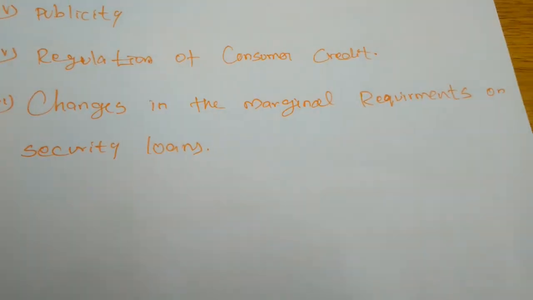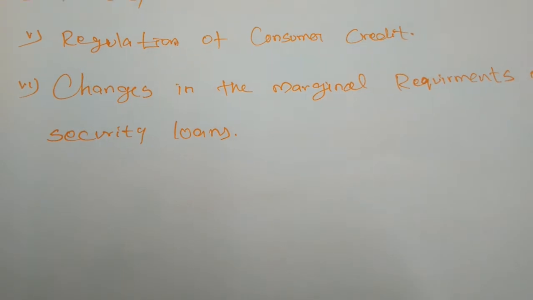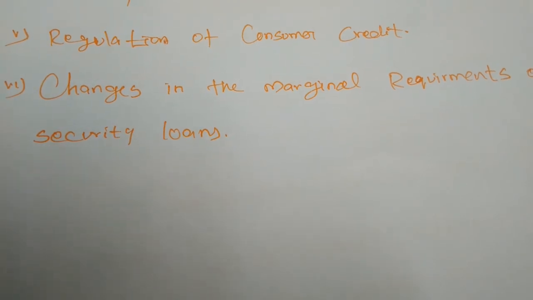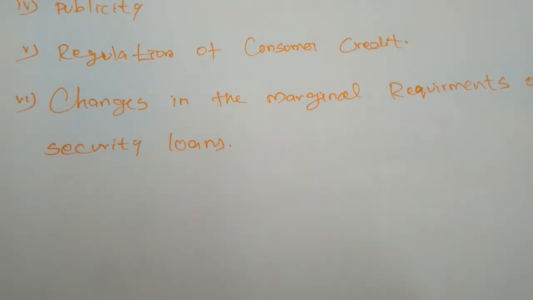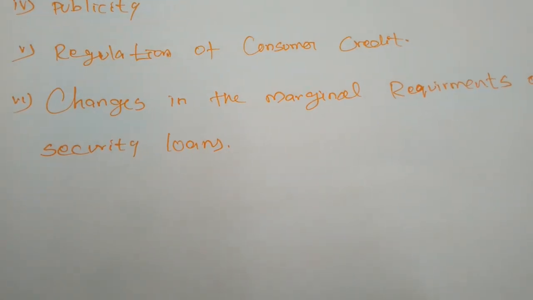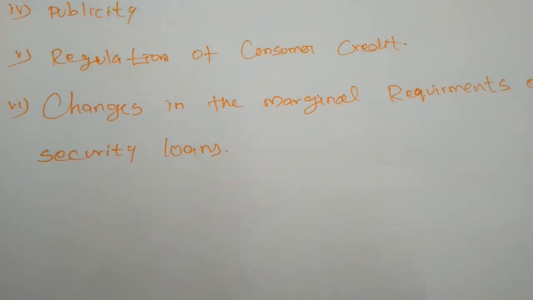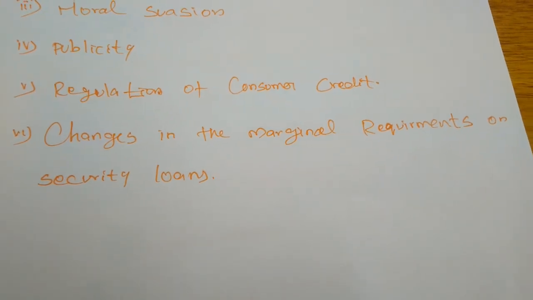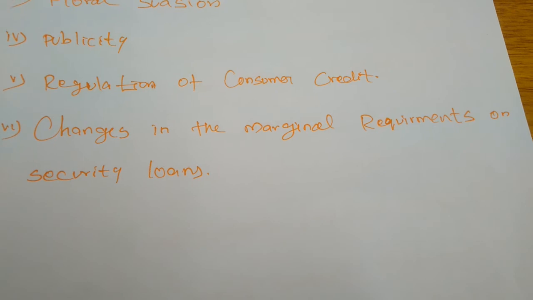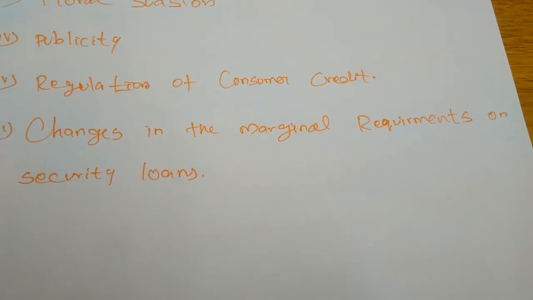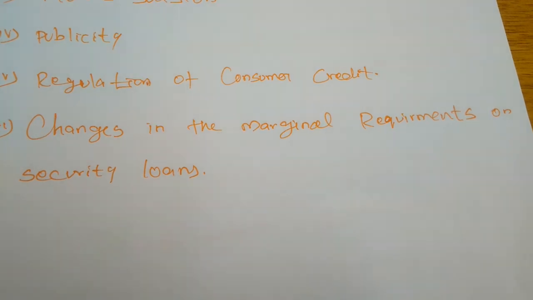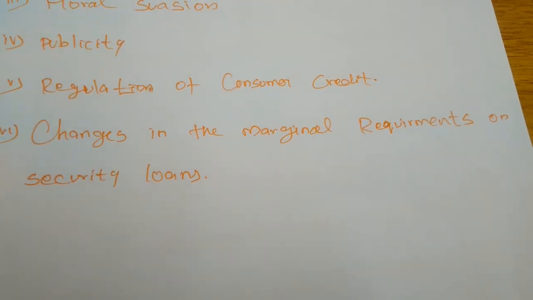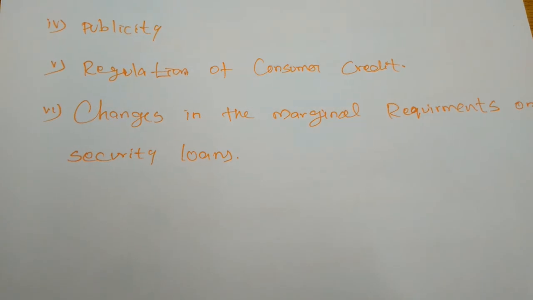Next, changes in the marginal requirements on security loans. The system is mostly followed in the USA. Under the system, the Board of Governors of the Federal Reserve System has been given the power to prescribe margin requirements for the purpose of preventing an excessive use of credit for stock exchange speculation. Normally, by way of speculative motive, many people invest in shares, many make more spending on consuming commodities, and sometimes people borrow more money from the commercial banks only by speculative motive.